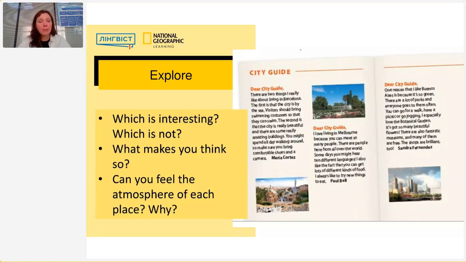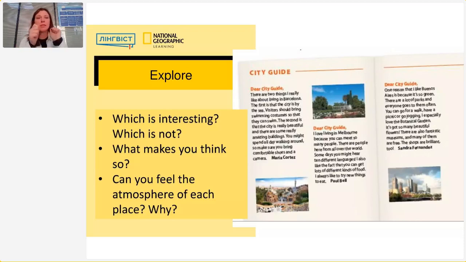And then you can compare their descriptions with the examples in the book and ask them, look, which is interesting, which is not interesting? What makes you think so? So, for example, in my guide, I wrote about unusual things, about things that are interesting for people of my age. But in this guide, it's general things that you can find everywhere, can be the answer, right? Can you feel the atmosphere of each place?